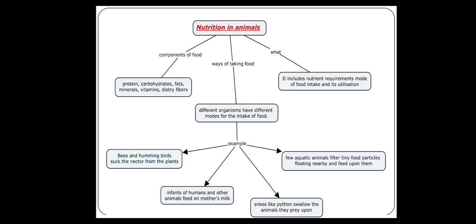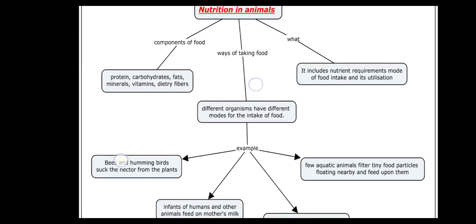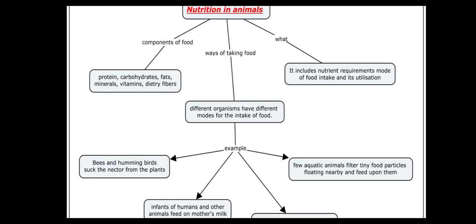The components of food are protein, carbohydrate, fats, minerals, vitamins, and dietary fiber. So these give the nutrients to our body. Different organisms have different ways of taking food. The way of taking food is different in different organisms.